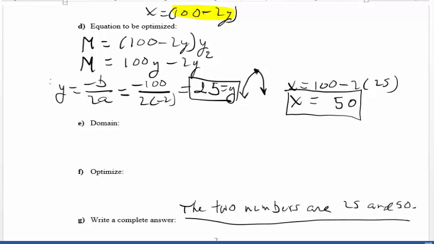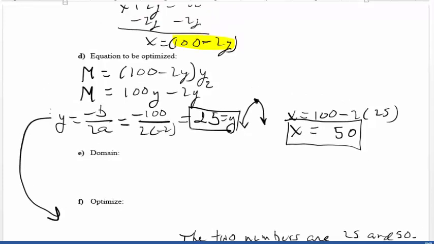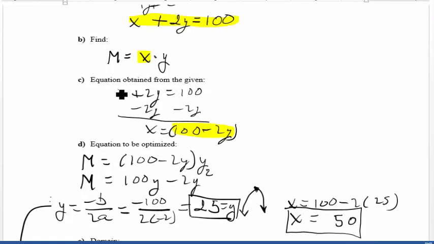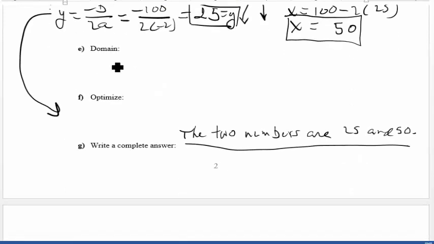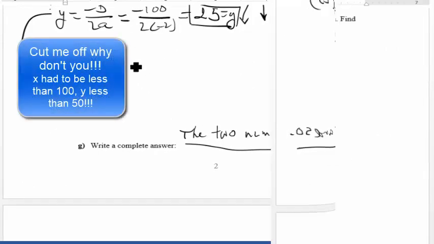Now you notice the optimization step was really what I did when I did the negative b over 2a. And the domain wasn't really necessary in this problem. The domain you basically get from the fact that x plus 2y equals 100. So really what has to happen is, since there are two numbers that are both positive and they add up to 100, the domain is that x and y had to be less than or equal.